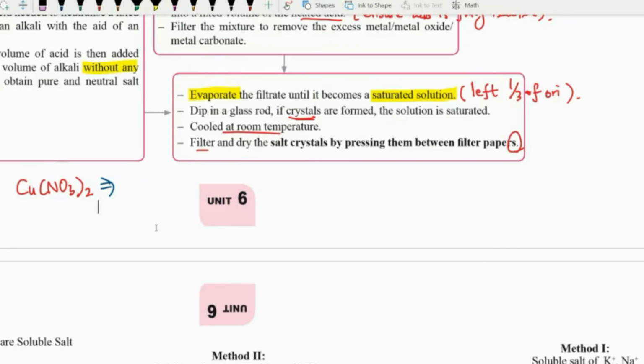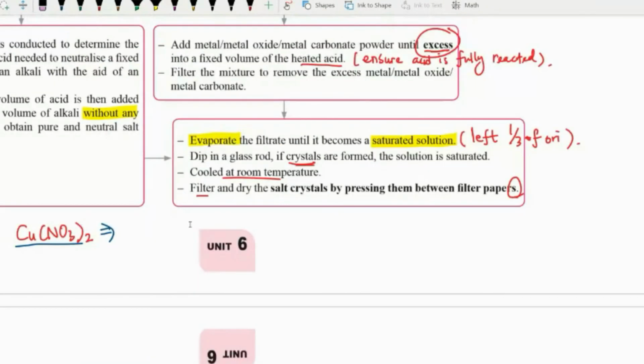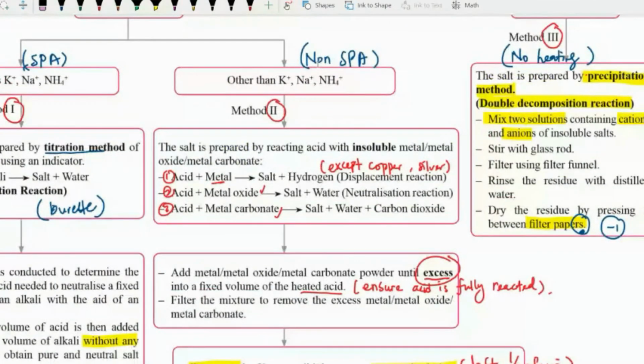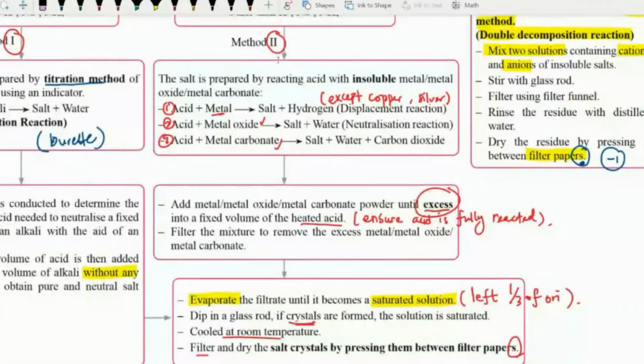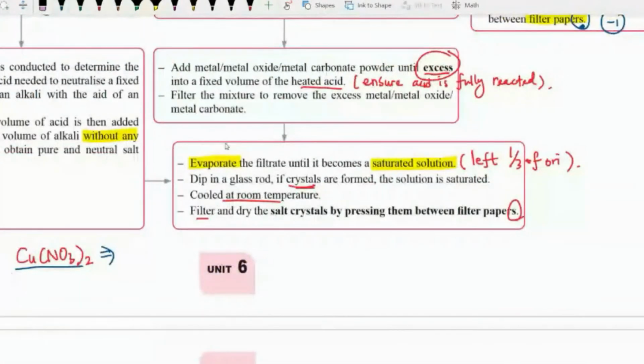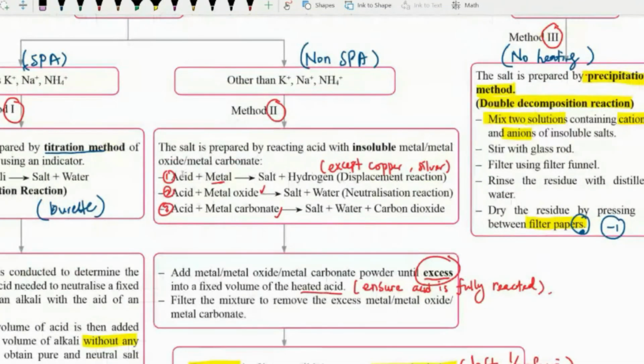Class? Is it soluble? So you ask, is it soluble? Yes, right? Nitrate must be soluble. Then is it SPA? No, right? So you have to use method 2. Method 2 has 3 ways for us to do the reaction.